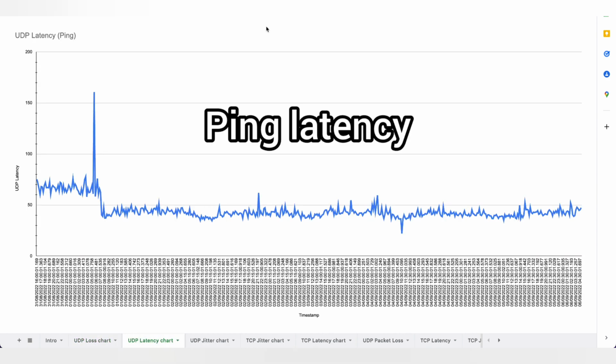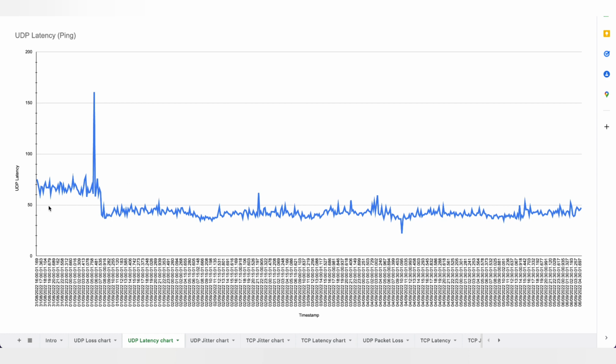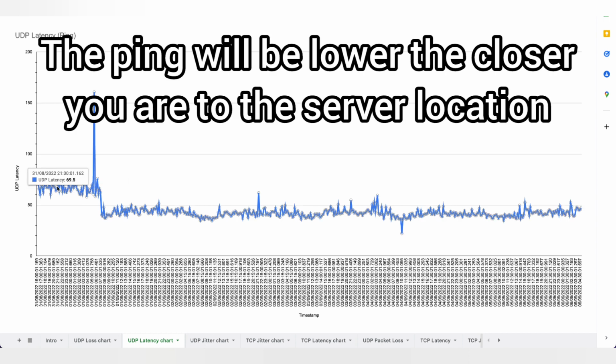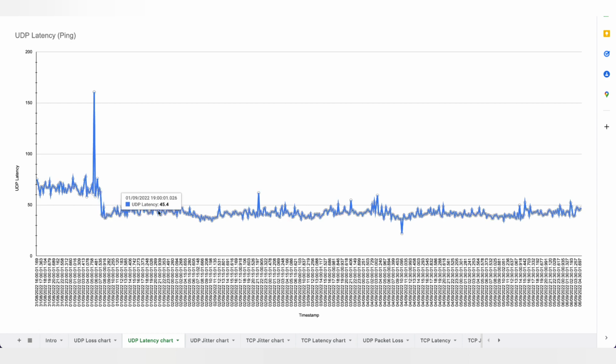Latency or ping is very important, especially for gamers. This is pinging to a server in California. I'm in Las Vegas. Weirdly, for the first day or so of this week, the ping was quite a bit higher and then it dropped. So who knows why that was. But I found it very responsive and really no issues at all.